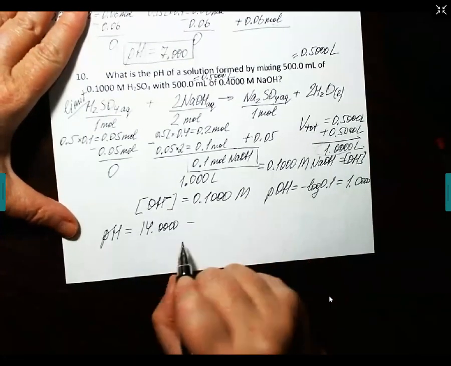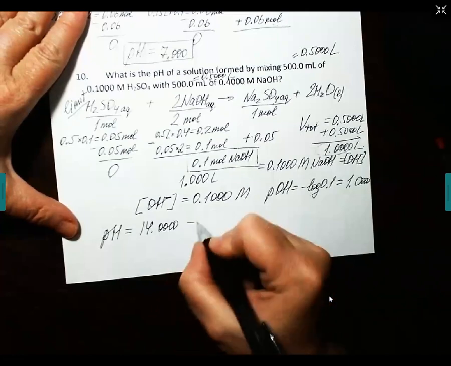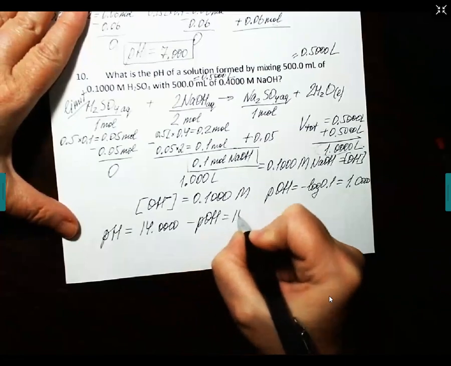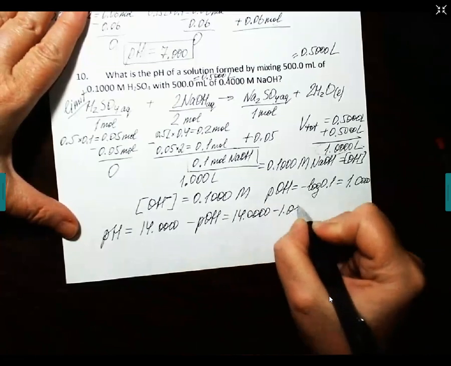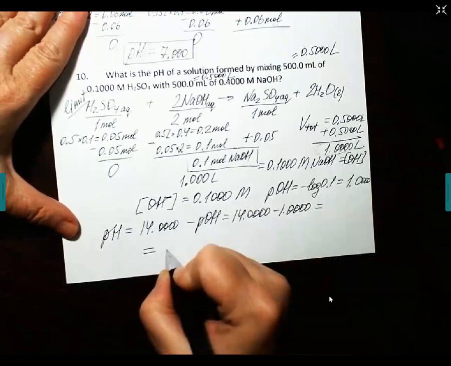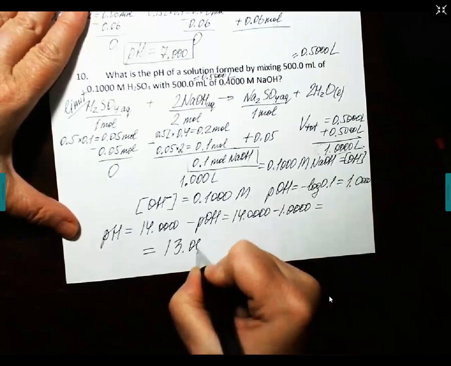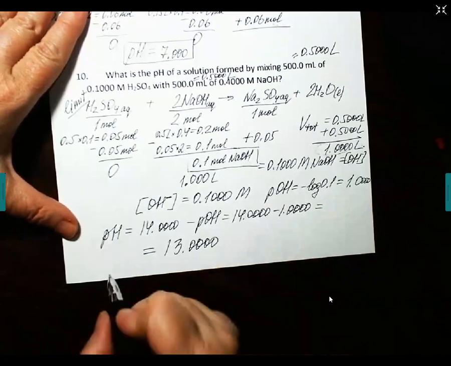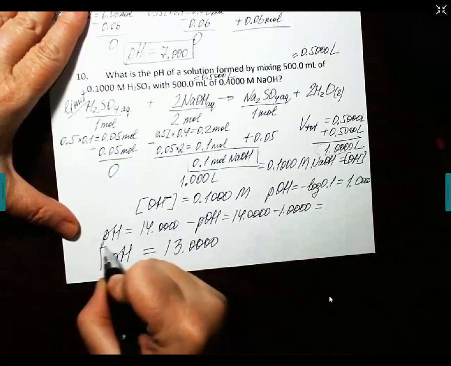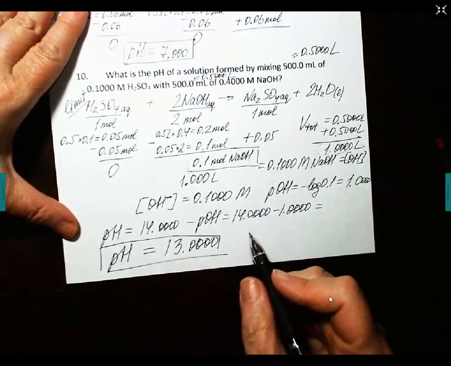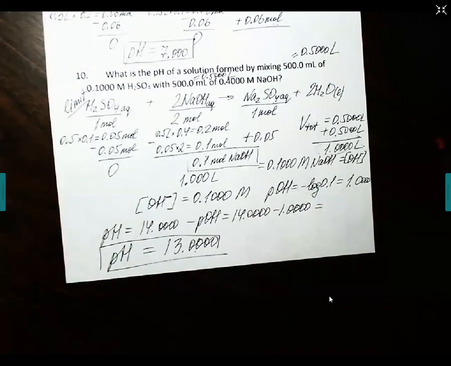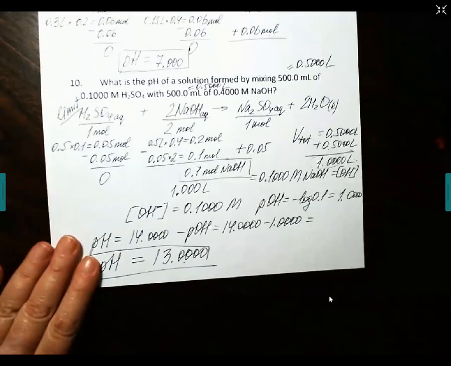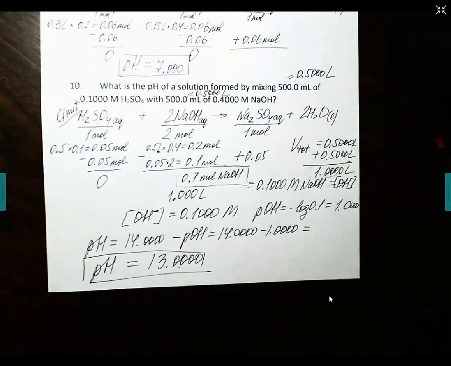So pH equals 14 minus pOH, so it is 13, and we need to keep 4 zeros. So this is our pH, and we can see it is basic, right? It is close to 14. So this solution is basic because we have an excess of a base, not of an acid.